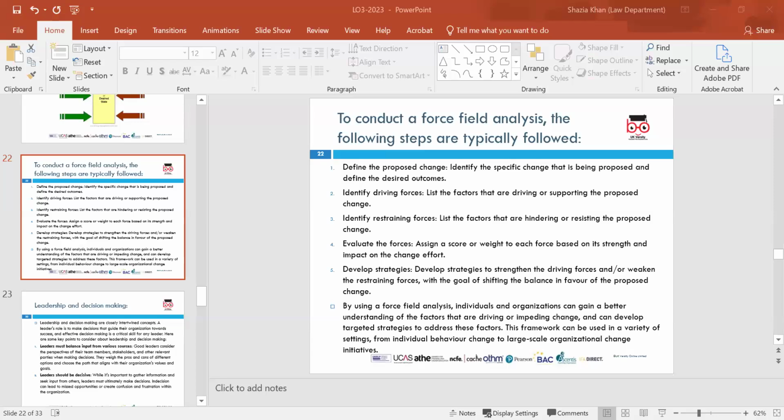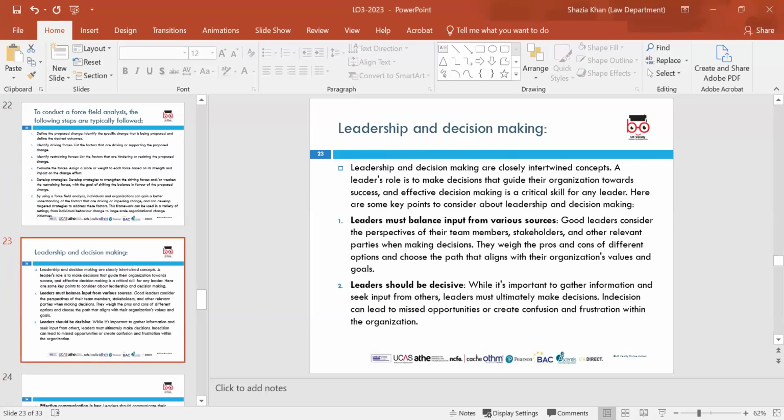And it also helps any sort of organizations assess whether a change is feasible, develop targeted strategies to overcome any resistance, and enhance decision making by clearly mapping out factors. There can be challenges with any model, but this analysis works well for some organizations. So, leadership and decision making.